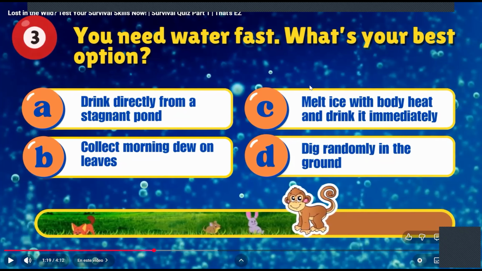Okay. Perfect. Virginia, tell me. Teacher, letter A, drink directly from a stagnant pond. Stagnant pond es como un charco de agua estancada, ¿no? Stagnant pond. Veamos, let's see.